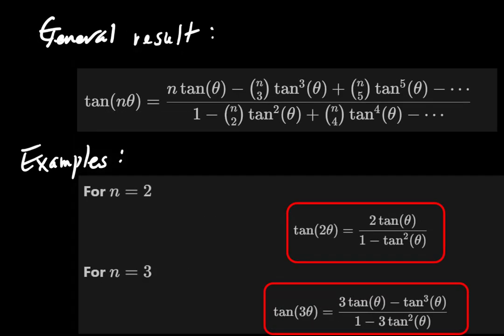For example, for n equals 2, tangent 2 theta equals 2 tangent theta over 1 minus tangent squared theta. For n equals 3, tangent 3 theta equals 3 tangent theta minus tangent cubed theta over 1 minus 3 tangent squared theta.